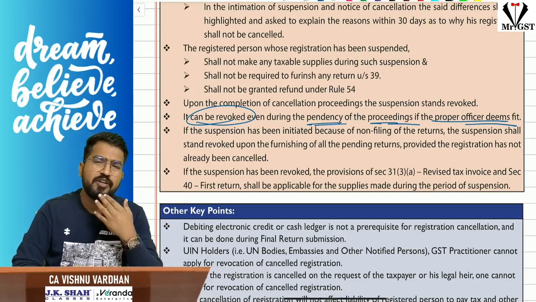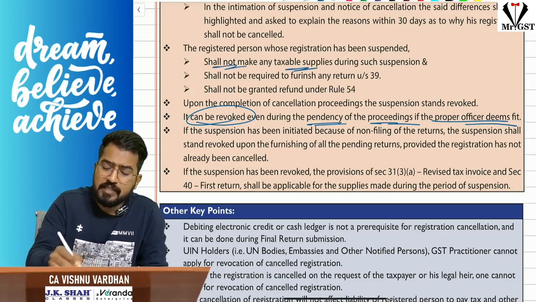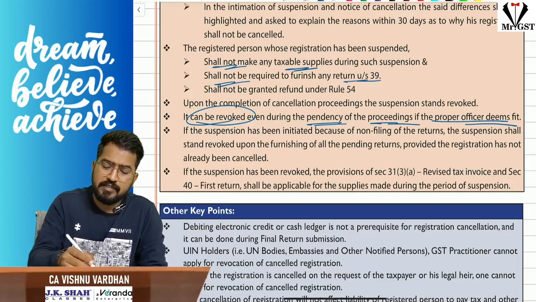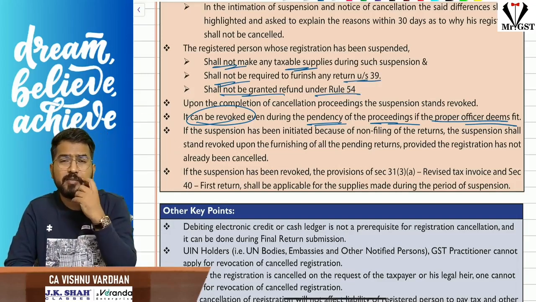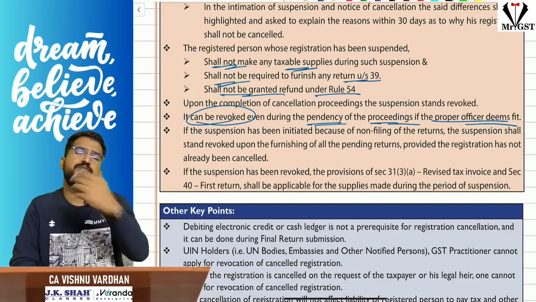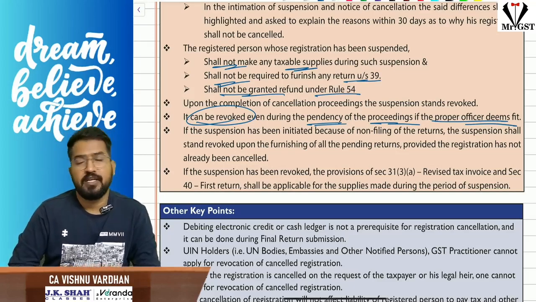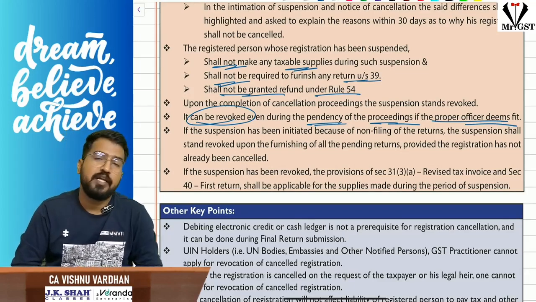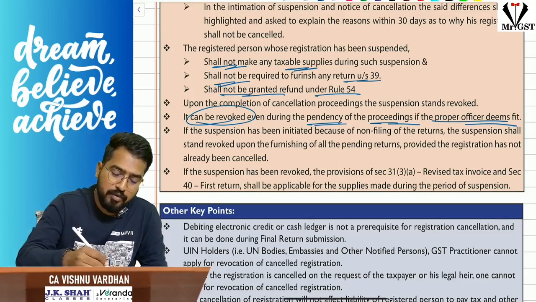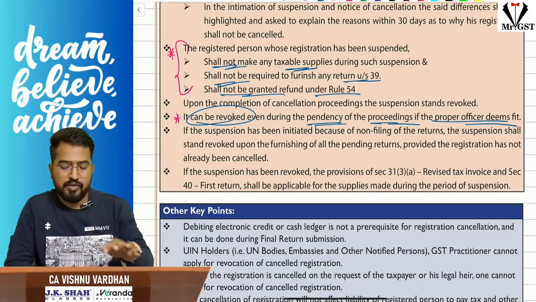Let us assume I got an order from a customer and I have to provide the supplies, but because my registration is suspended, I cannot make any taxable supplies, I cannot file any returns, and I cannot be granted any refund. Now I got one order for 100 lakhs and GST liability of 18 lakhs. Because my registration is suspended, I cannot make the supply. So I go to the proper officer and request, sir, please revoke my suspension. During the pendency of cancellation proceedings also, the proper officer can revoke the suspension. So this is also an important point.